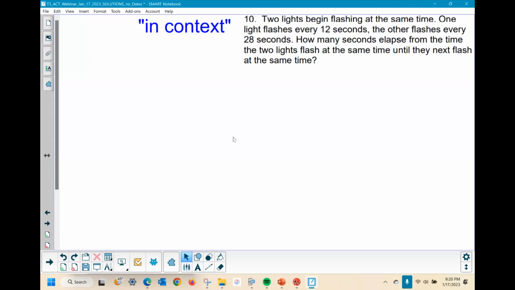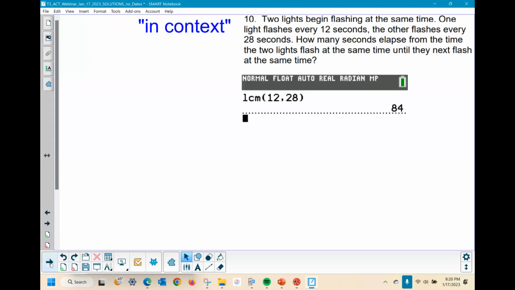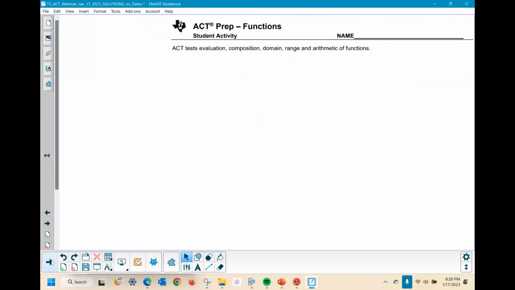This is in context. So the way you would do it is, again, the least common multiple of those two numbers. The most common wrong answer today was 12 times 28, which is a common denominator and will flash at the same time, but it won't be the soonest one.